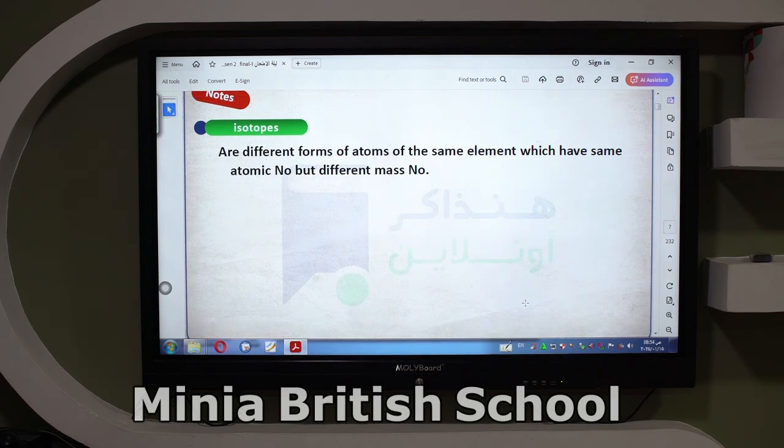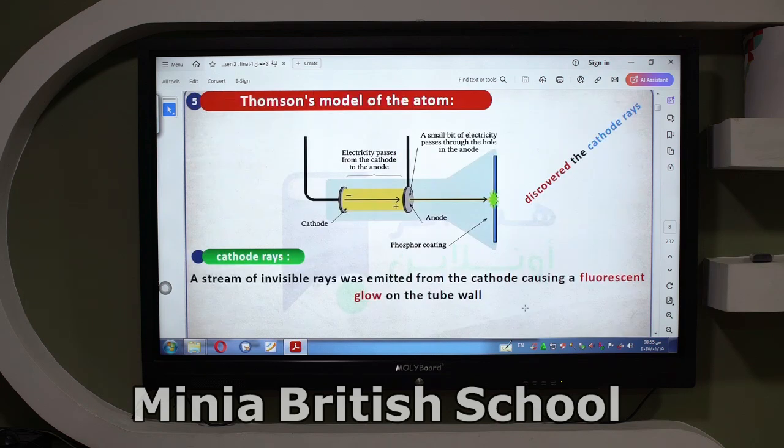The isotopes are different forms of atoms of the same element, so we have two different forms of the same element, like H, for example, hydrogen. Isotopes have the same atomic number but differ in mass number. So they have the same number of protons and the same number of electrons, but they differ in the number of neutrons. We focus on that.